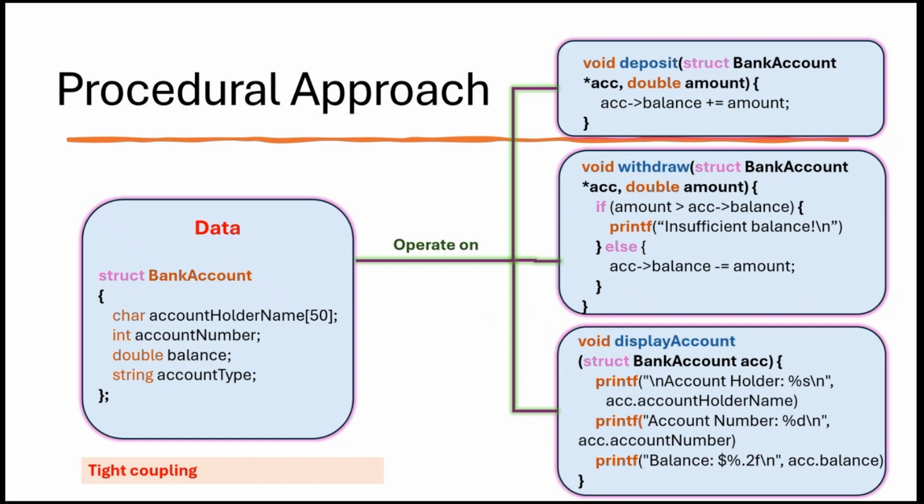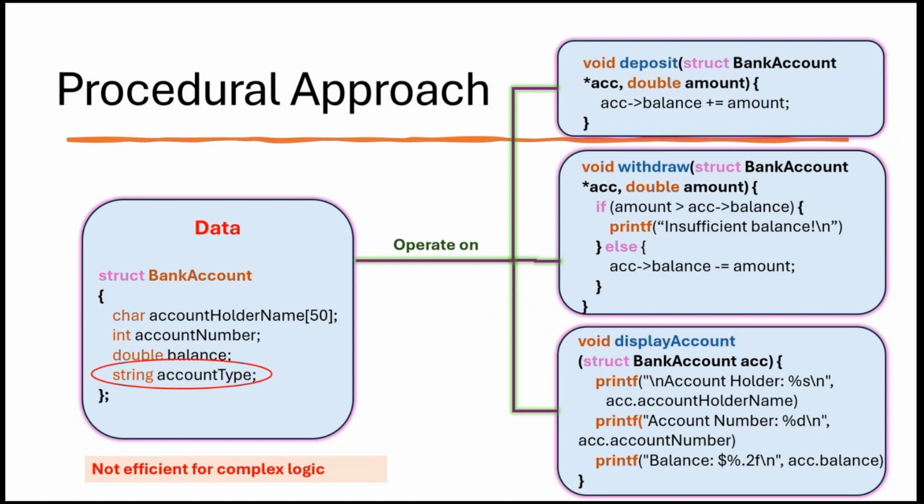Tight coupling. Because the struct can be accessed from any function, it is possible that a change at one place can impact the overall logic, right? So it introduces tight coupling, right? Not efficient for complex logic.